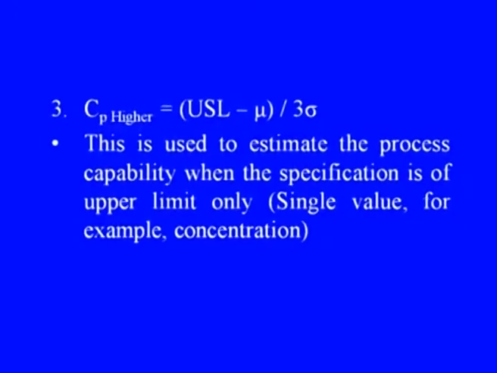Number 3, Cp higher, which is defined as upper specification limit minus mu divided by 3 sigma. This is used to estimate the process capability when the specification is of upper limit only. This is also single value, for example concentration.